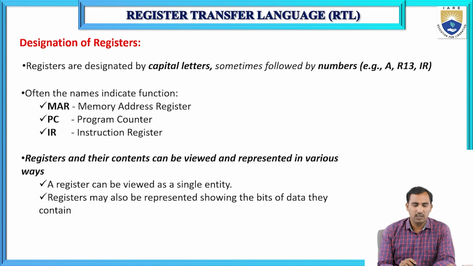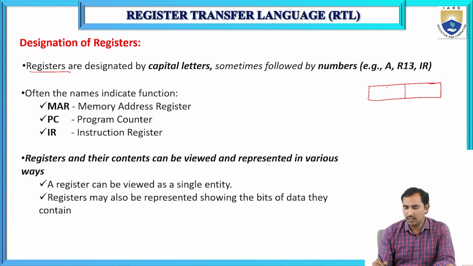Then we come to the designation of registers. The definition of a register is that it is a collection of flip flops. Suppose you consider a 4-bit register, then it can store 4 bits of data.